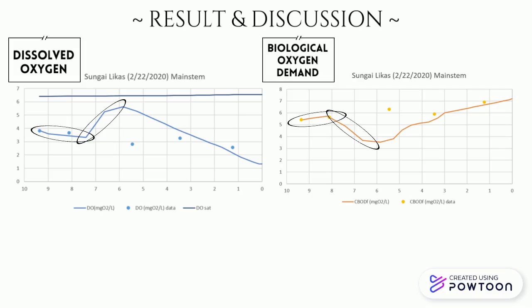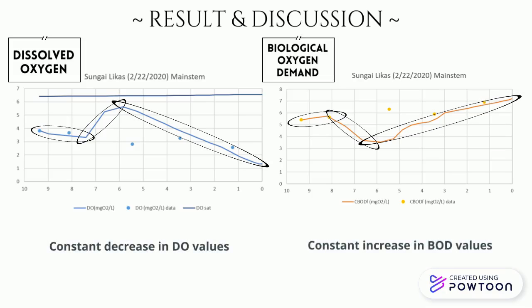And finally, there is a constant decrease in DO values and constant increase in BOD values after the 3rd sampling station until the point of downstream. This is due to the constant output of effluents along this segment of the river.